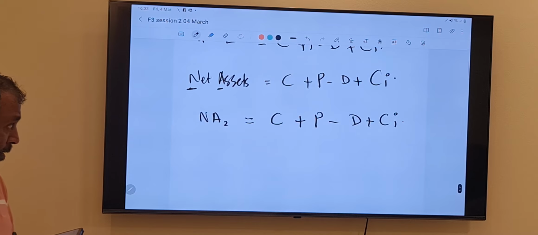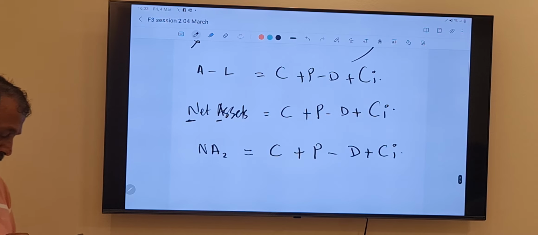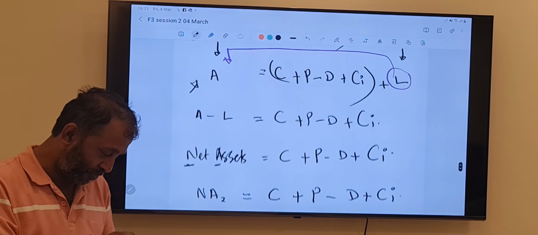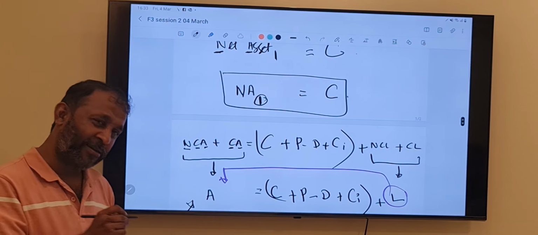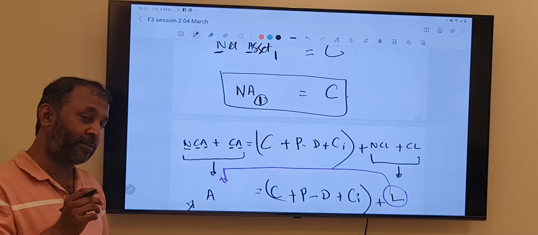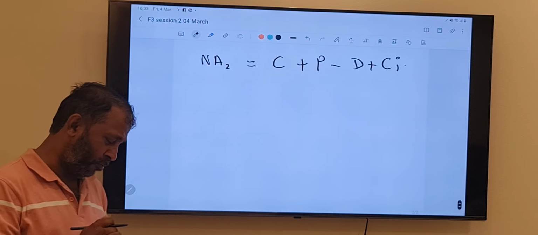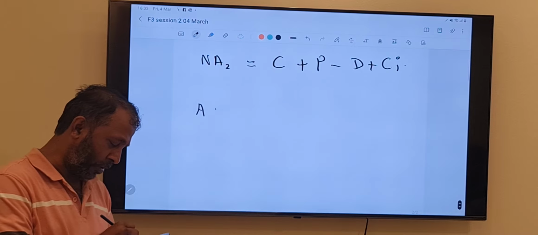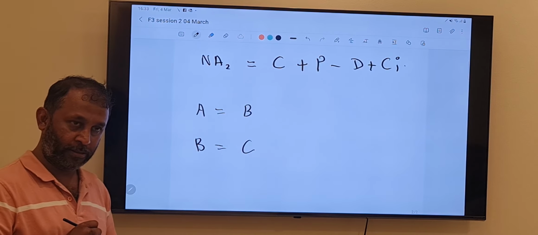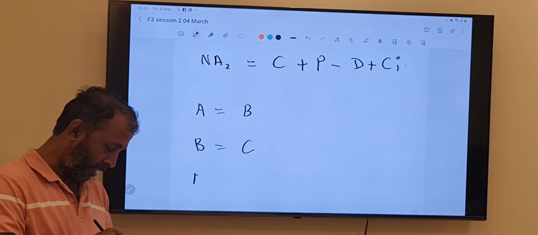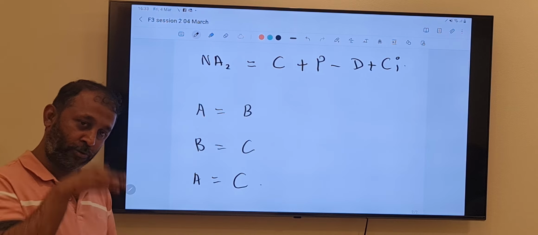Can I continue, Baha? Sorry. Can I continue? Let's continue. Okay. Right. Now you see, let's go back to grade 8 maths class. In grade 8 maths class, you probably studied A is equal to B, B is equal to C, that means A is equal to C. You remember studying this in your school days.